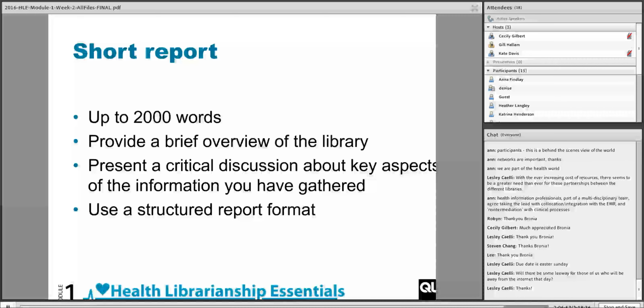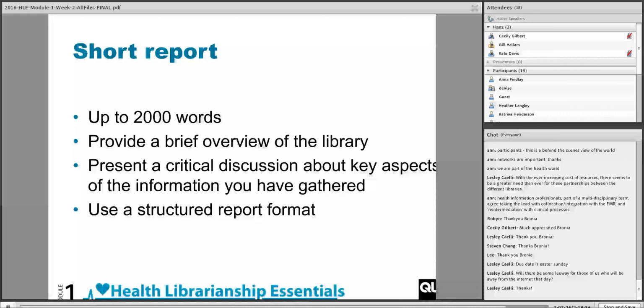From our experience of the assignments last year, don't spend too much time being descriptive about the library. What we're looking for really is a critical discussion about the key aspects of the information you've gathered. And I think what you've been listening to over the past couple of weeks has introduced you to that ability to consider things critically, and not just be descriptive and no further.